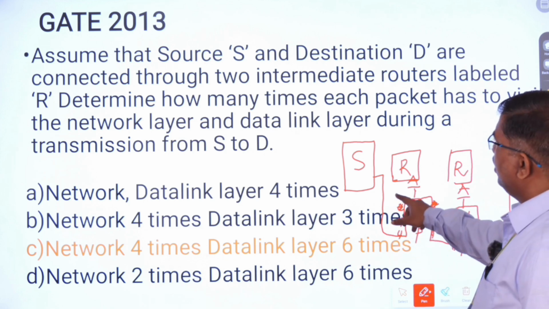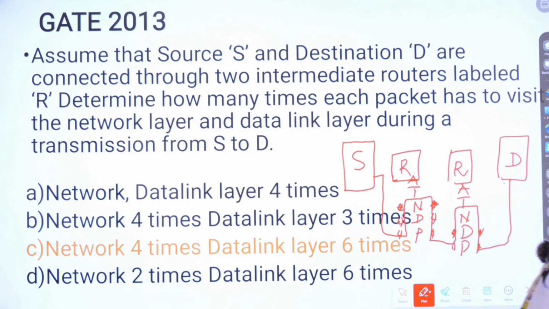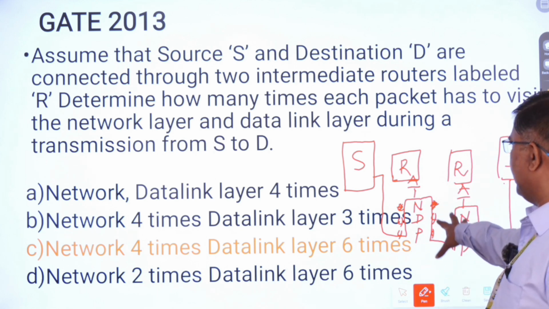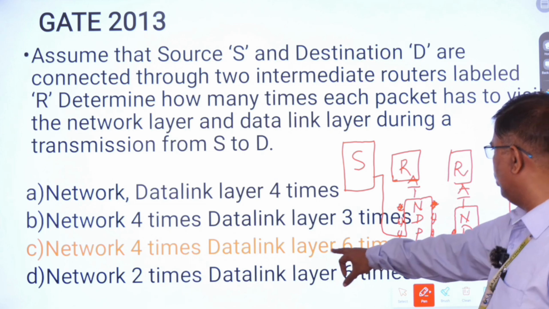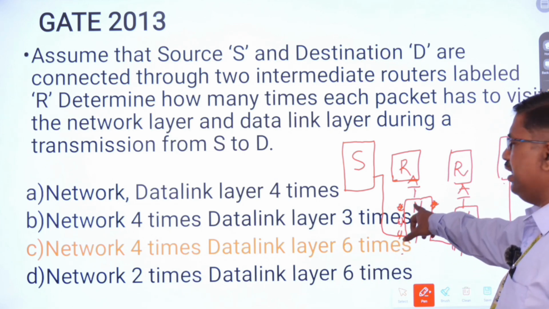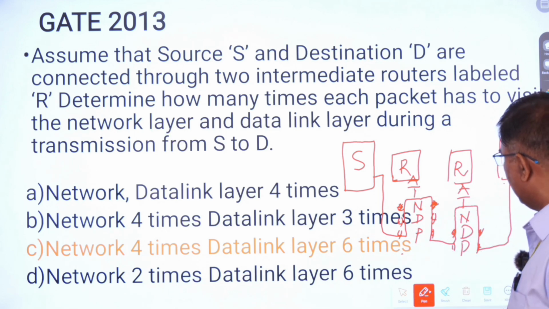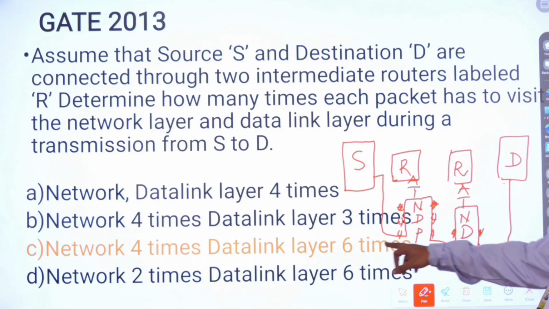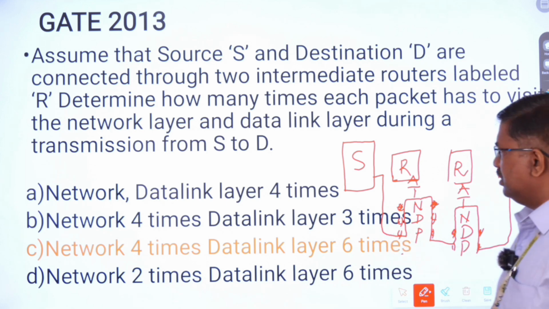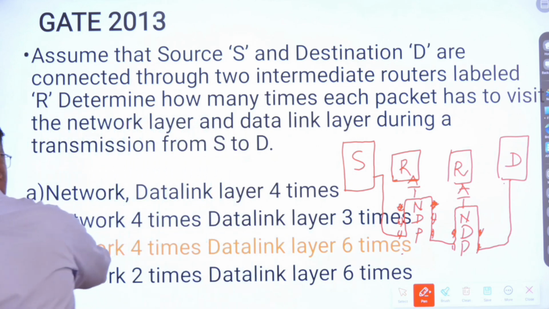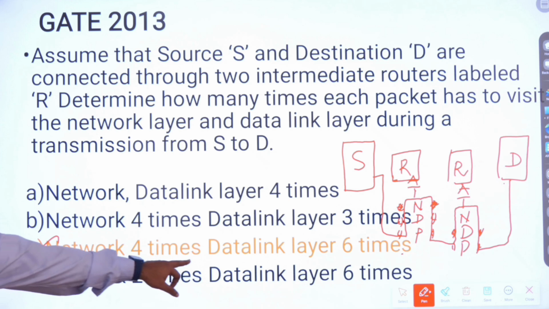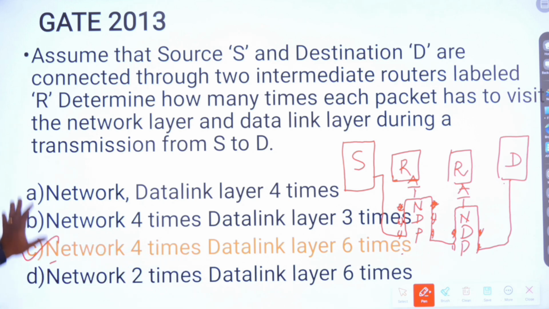So how many times each packet has to visit the network layer and data link layer during the transmission? In this case, you can take the network 4 times, data link layer 6 times, because the network layer doesn't have any interfaces here, but the data link layer will have the interface on both sides. So 2 times extra it has to travel. So C is the correct answer for this particular question. What is the answer? Network 4 times, data link layer 6 times. This is the correct answer for this question.